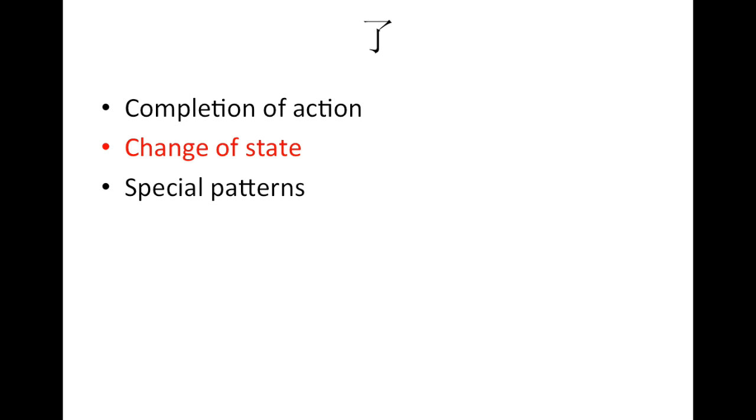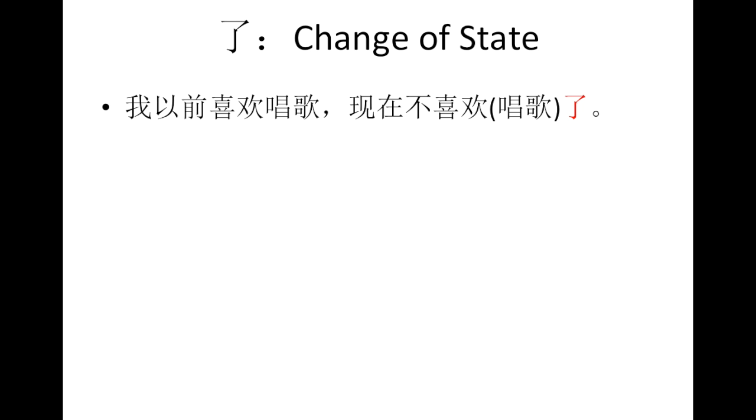Now, let's move on to the second function of 了, which marks the change of state. It is actually quite simple. 比如，我以前喜欢唱歌，现在不喜欢了。What does this sentence tell you? There's a contrast between 以前 and 现在, before and now. I used to like singing, but now I don't like it anymore. So we use 了 to mark this change of state between the past and now.